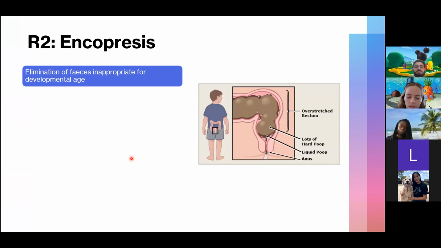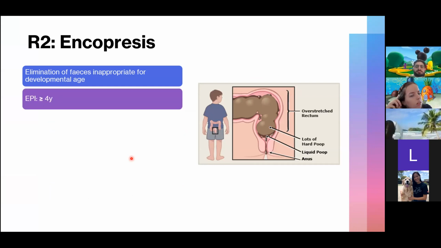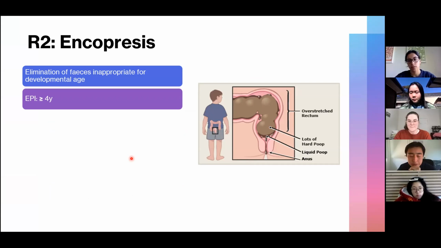Encopresis is elimination of feces inappropriate for developmental age. And you can really only diagnose it in patients who are more than 4 years old. The reason is, when a child is young, it's normal for them to pee or poo their pants. That's why we have nappies. So, you can only diagnose it after they're 4 years old.